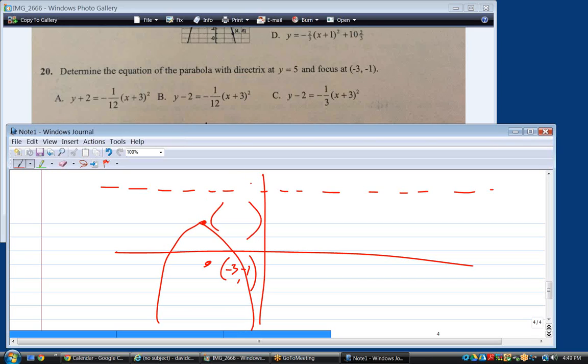What are the coordinates of it? This is 5 up here, and then negative 1. Would it be negative 3 comma 2? Uh-huh. As long as we're halfway between 5 and minus 1, and 2 is. Okay, so that's our picture.